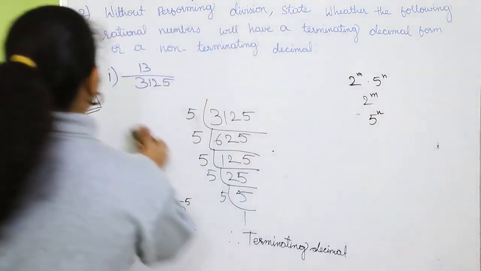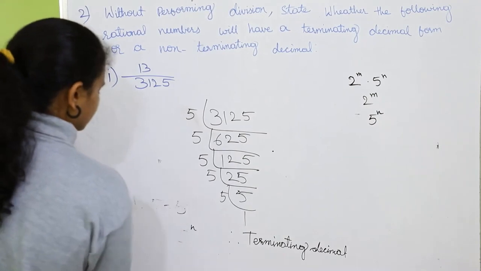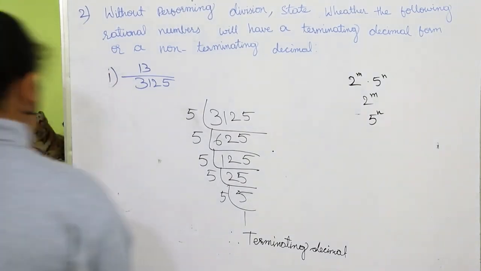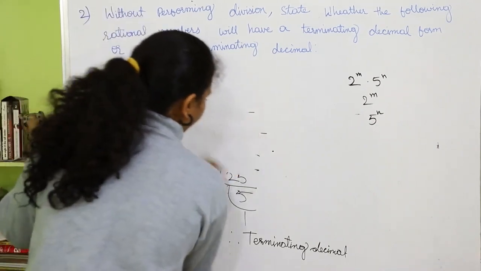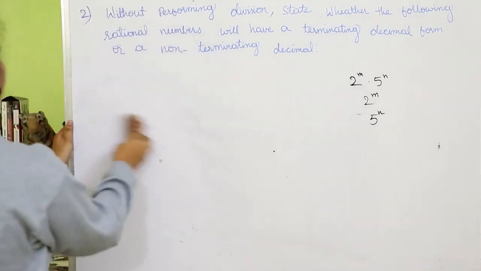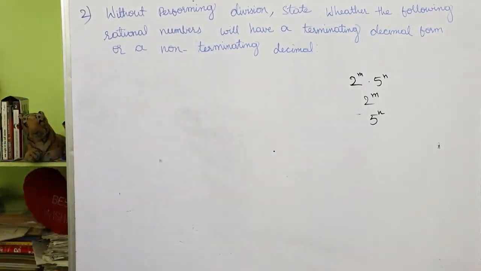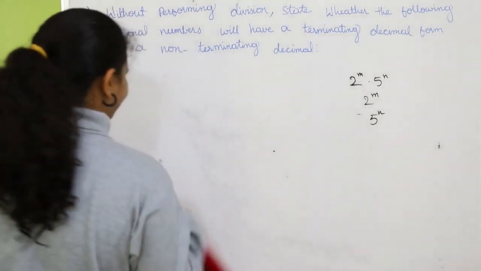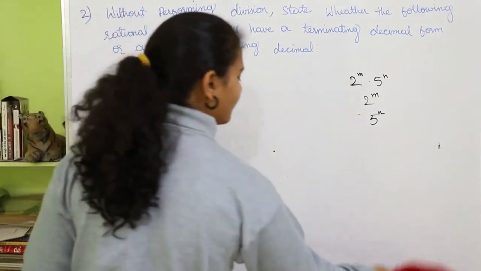11 by 12, next one. Sorry, what is this one? Wait a minute, okay, let it be. Board totally gone. Should I use this as a laptop? Okay, let it be. Next one, here 11 by 12.